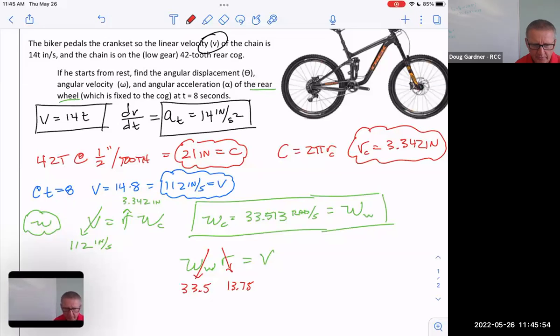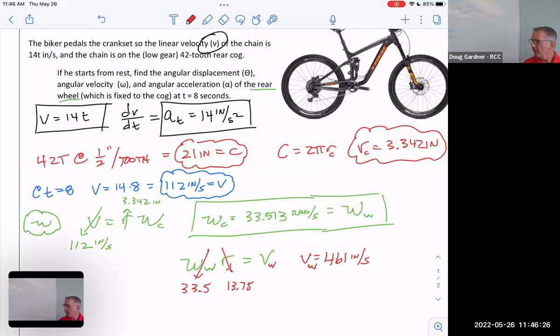33.5, I'm just rounding this off. 33.5 times 13.75, 460, roughly 461. Again, that's the velocity of the wheel, or by implication, the bike. Whatever's hooked to that wheel is going to linearly roll down the road 460 inches in 1 second. It's kind of a big number. If I divide by 12, that's actually 38 feet, 39 feet.